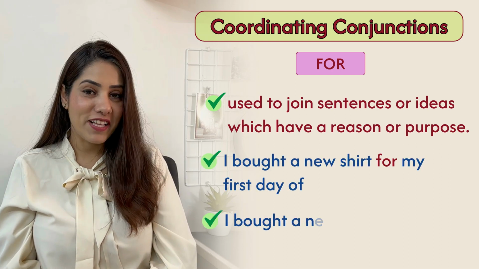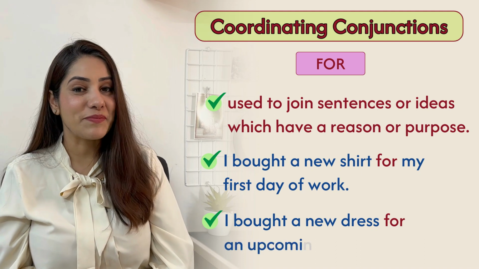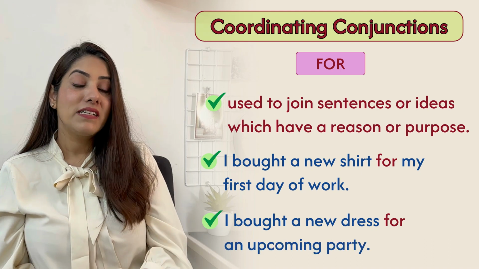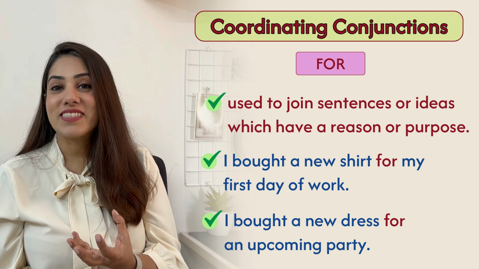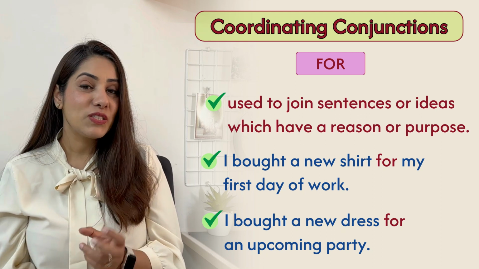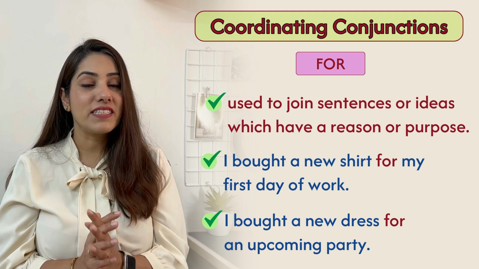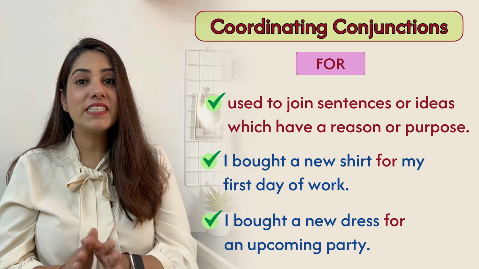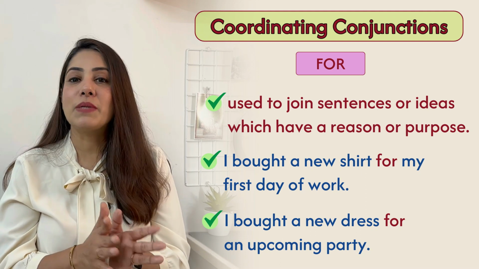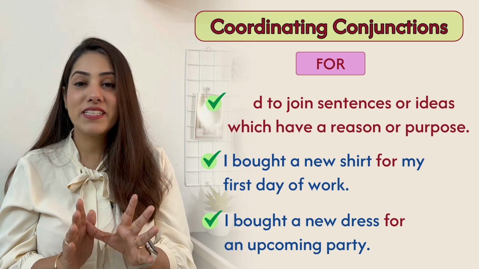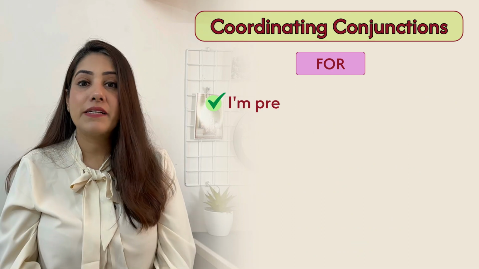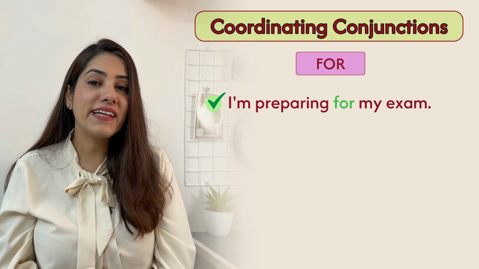I bought a new dress for an upcoming party. Now here there is a reason. A reason is being given why you bought the new dress, right? So we are joining two sentences. I bought a new dress. It is for an upcoming party. Now here these two ideas are paired using the conjunction for. I am preparing for my exam.